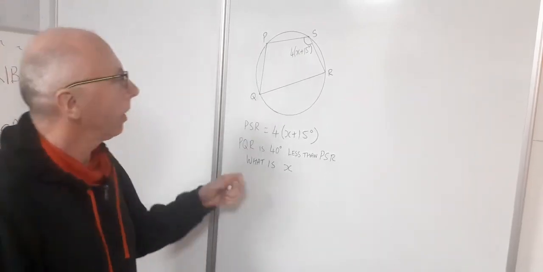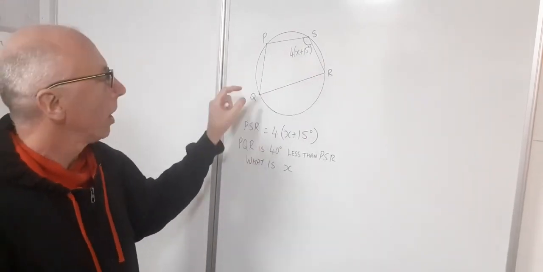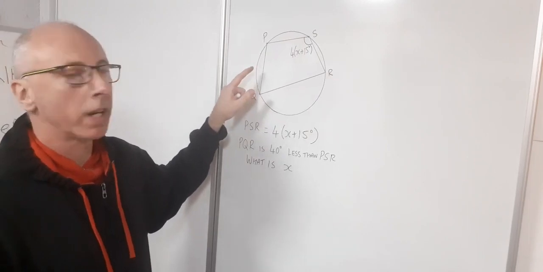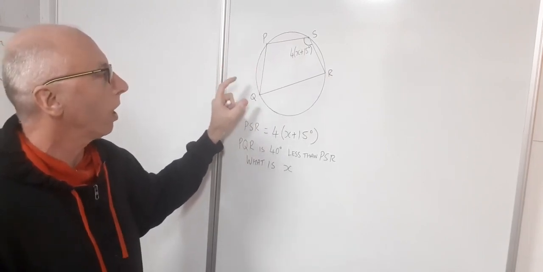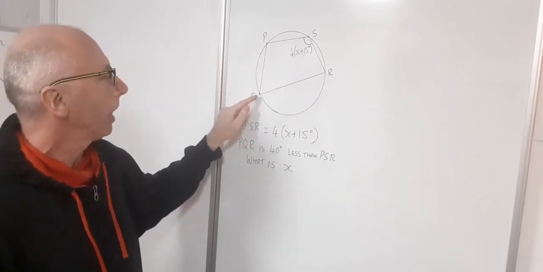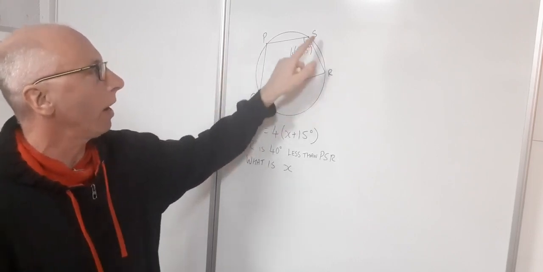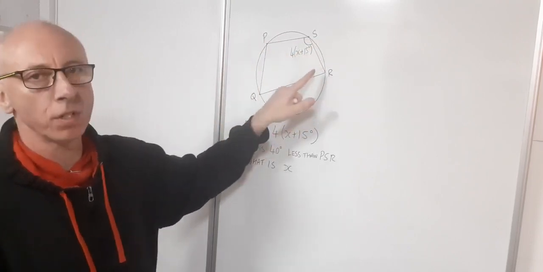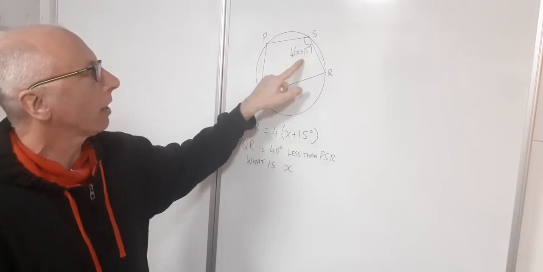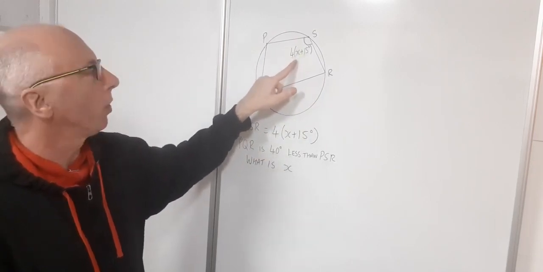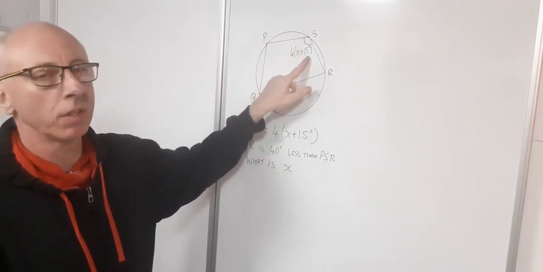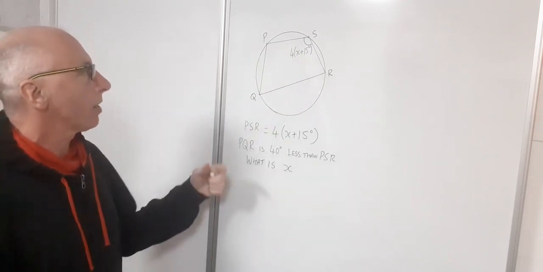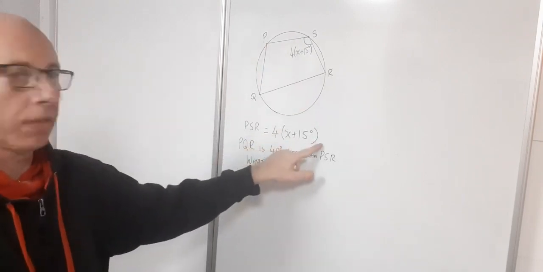So in this question here, I've got a circle and inside I've got some quadrilateral. Now, all I know about the quadrilateral is that the points P, Q, R, S touch the edge of the circle. And the angle, this one here, we're given as 4 times x plus 15 degrees. So that's our angle PSR, as given here.